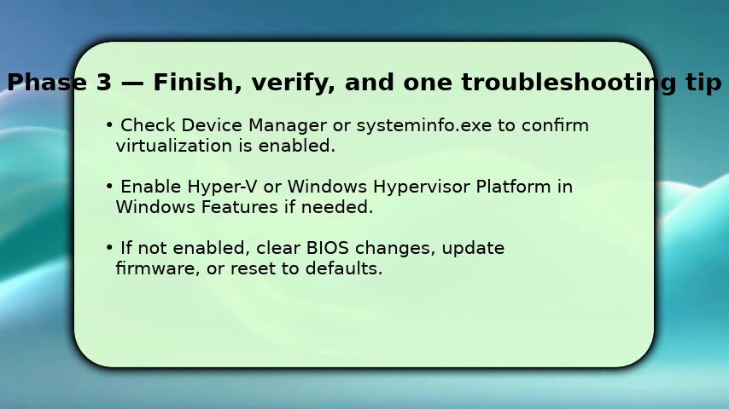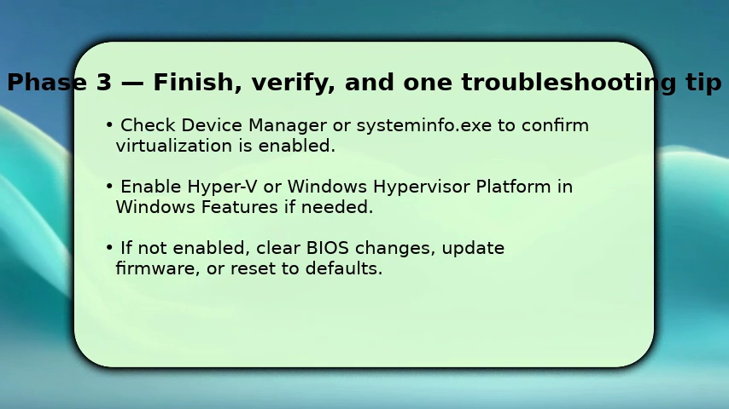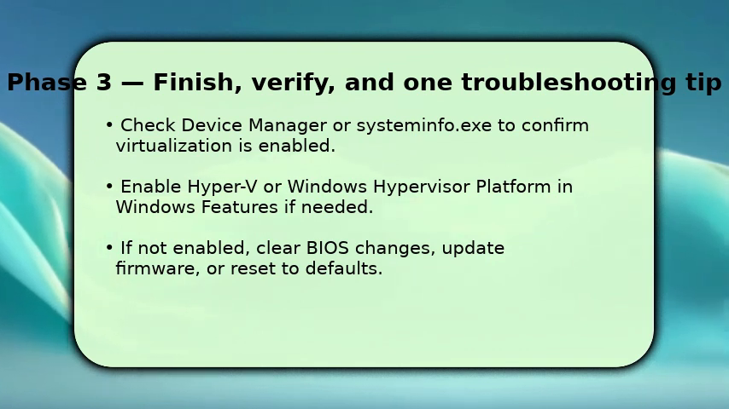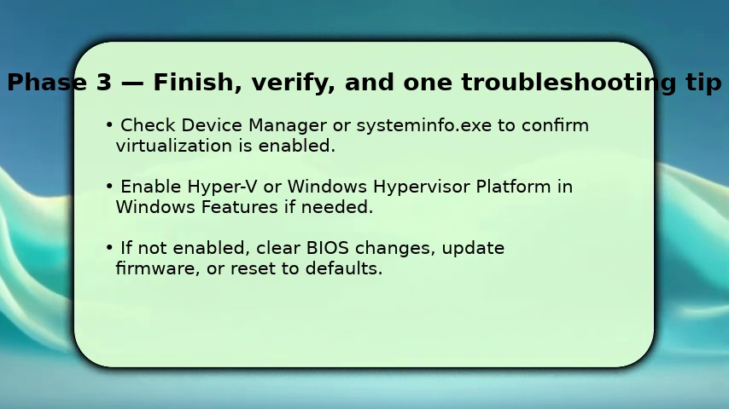Hyper-V. If virtualization still shows disabled, reboot back into UEFI and recheck the exact toggle. Sometimes it's nested or named differently. If problems persist, update your motherboard firmware. Load BIOS defaults or consult the manufacturer. That usually resolves hidden conflicts.